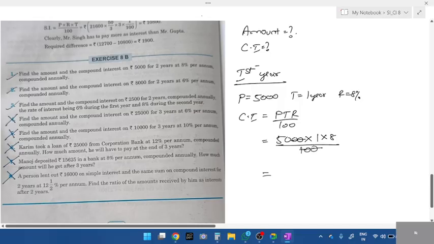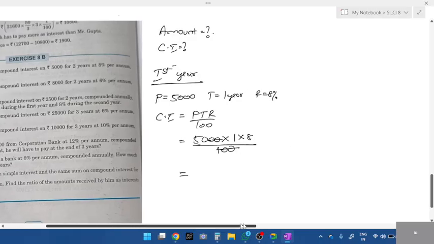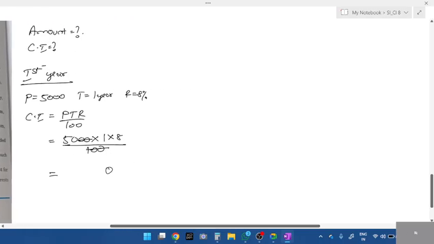What's the answer you get? 50 into 8. How do you calculate 50 into 8, students? 40. So compound interest is 400. And what is the amount? For first year, what is the amount? No, no, no. 5,000 plus 400. You get 5,400. This is for first year.